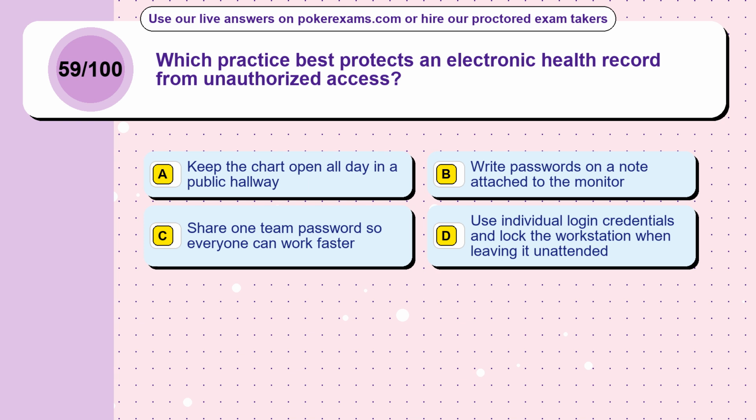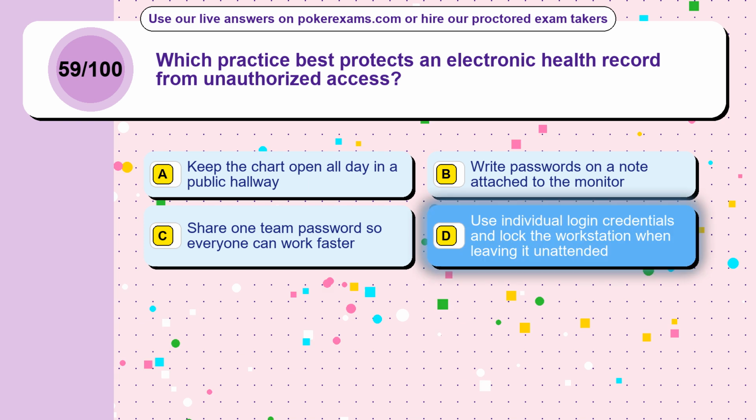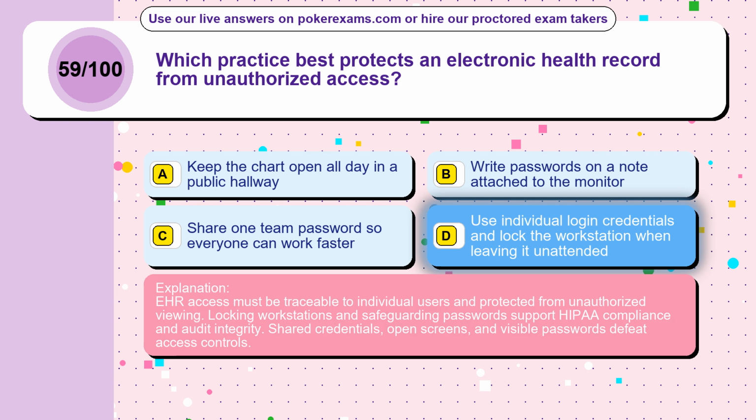Option D. Use individual login credentials and lock the workstation when leaving it unattended. The correct answer is option D. Use individual login credentials and lock the workstation when leaving it unattended. Access must be traceable to individual users and protected from unauthorized viewing. Locking workstations and safeguarding passwords support HIPAA compliance and audit integrity. Shared credentials, open screens, and visible passwords defeat access controls.